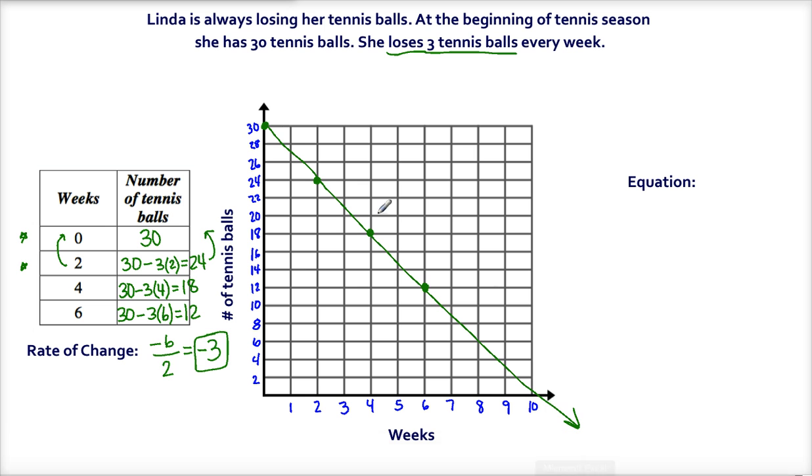And there we go. So this graph looks a little bit different than the ones that you guys have done so far, because notice it's going downhill. And it's going downhill because it has a negative rate of change.